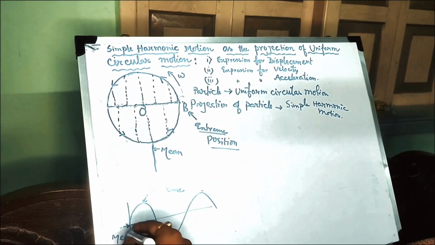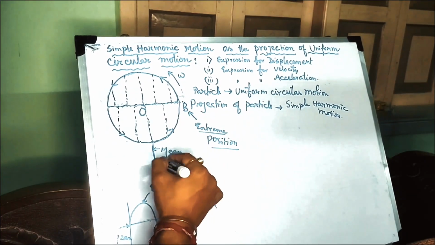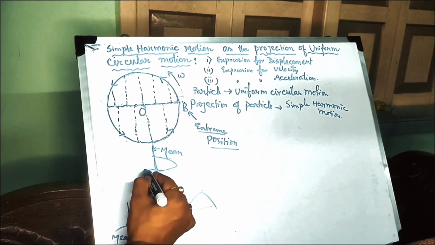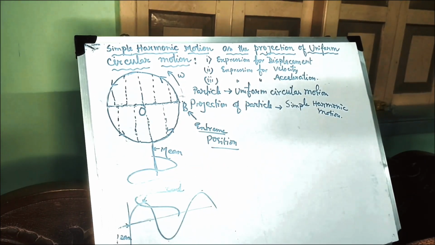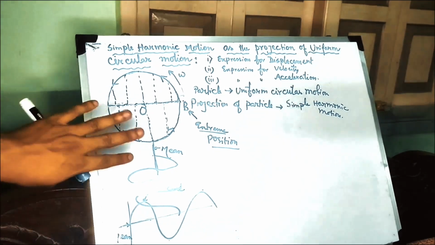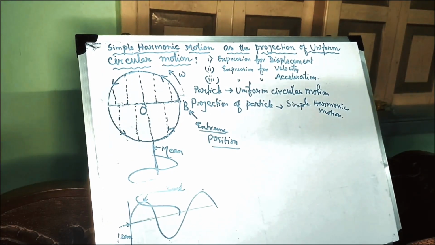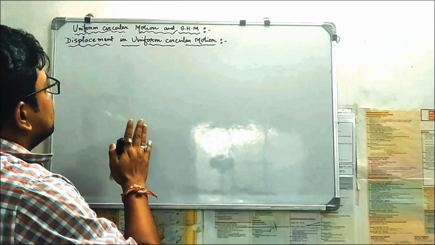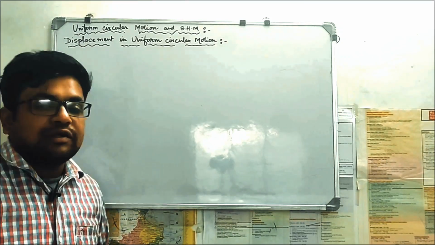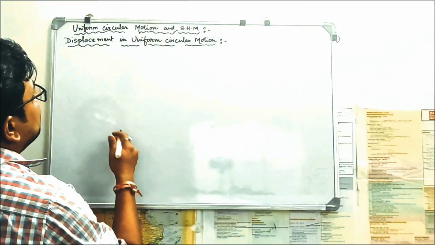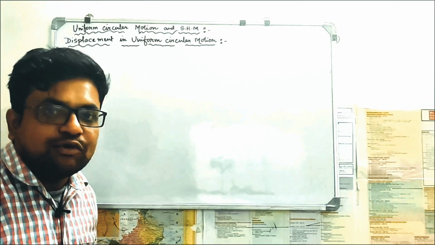In this way a wave is forming, from the mean to the maximum, to the negative maximum. That is how we can relate simple harmonic motion and uniform circular motion together. Now you can see the next topic is the displacement calculation from the uniform circular motion, how to calculate the displacement in uniform circular motion.